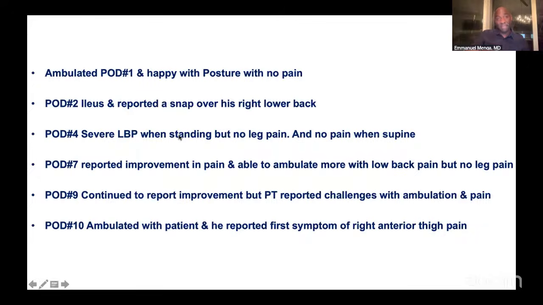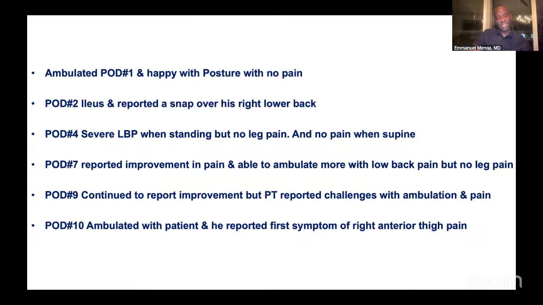Post-op day four, he got out of bed and said every time he got out of bed, he had severe low back pain, very severe pain that made him shaky, but no leg pain at all. Because of that, he was reluctant to work with physical therapy every time they came to work with him. With the ileus, he spent a little more time in bed. At one point he had a rectal tube, and then the ileus resolved.